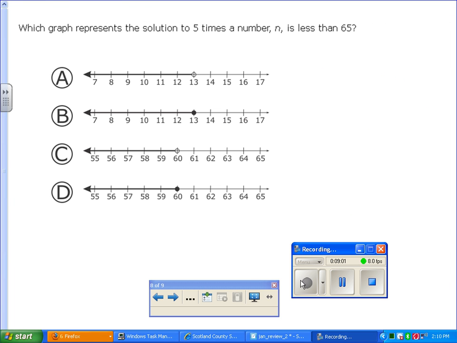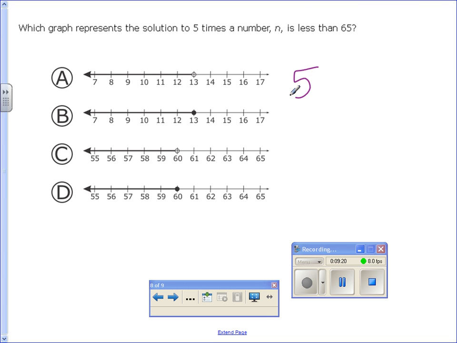Number 8, which graph represents the solution to 5 times the number N is less than 65? So you need to write this out and then solve it. I'll pause and give you a chance to match the correct graph. Okay, 5 times a number N looks like that. Less than looks like that, 65.